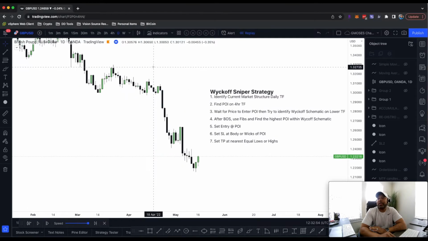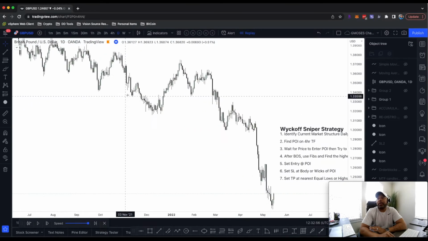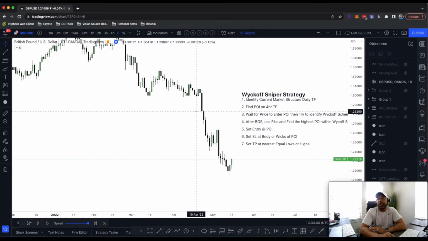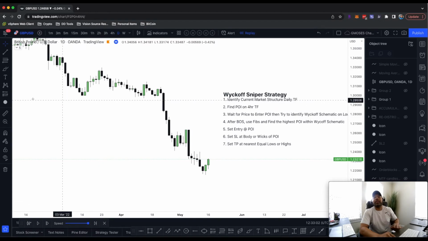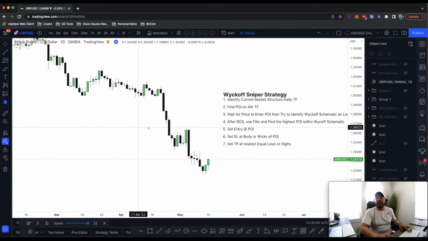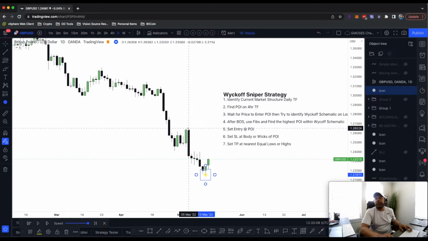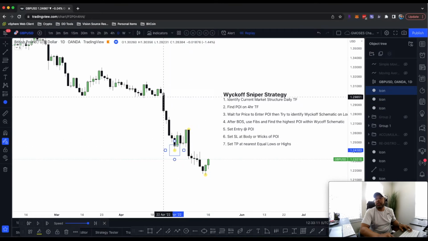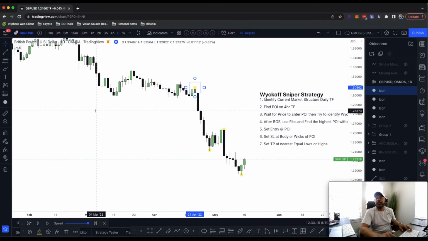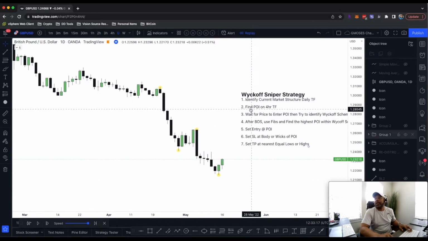So as we can see, currently the market is bearish. We're in a downtrend right now. So we'll locate our highs and lows on the daily time frame, and we'll use our circle tool to do that. So we have a low here, lower high, lower low, lower high in this area here. Okay. Now the strategy says find a POI on a 4-hour time frame.